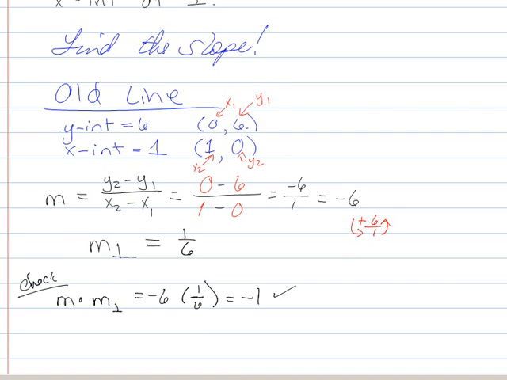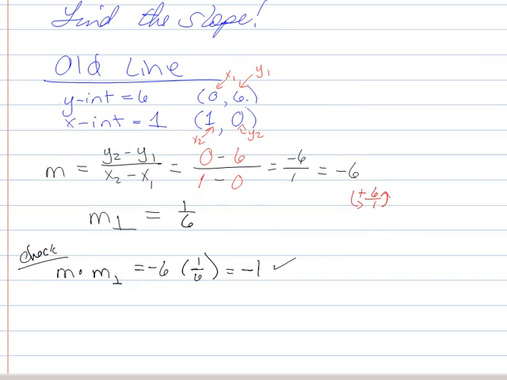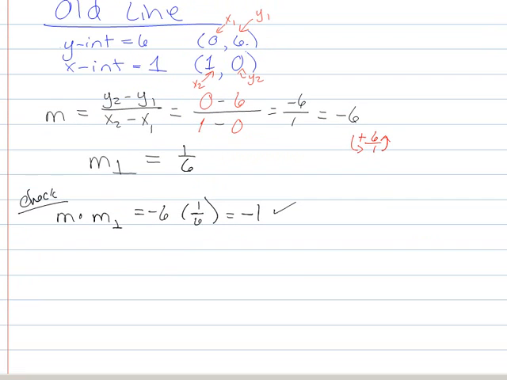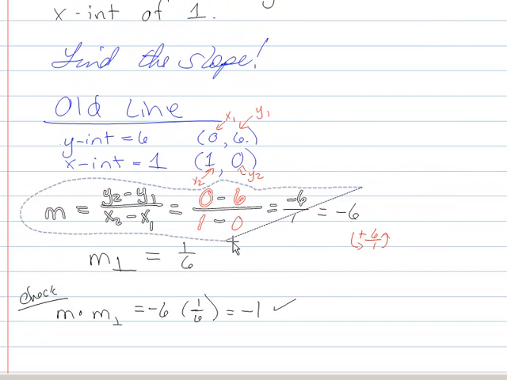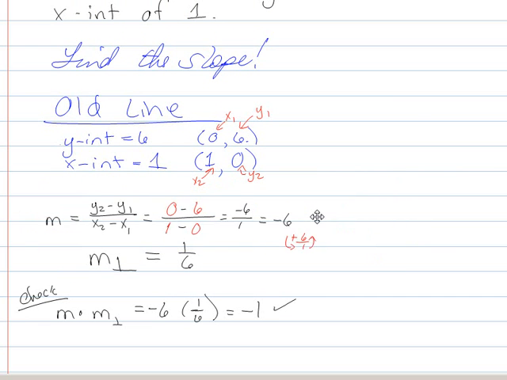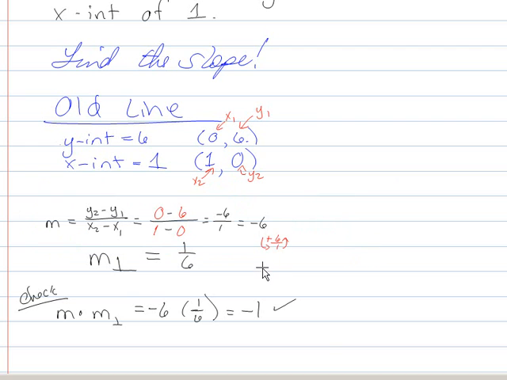Alright? So now let's take a look at our new line. I'm just going to make this line a little bit smaller because I really like having it side by side. Okay. So now I'm going to summarize my new line.